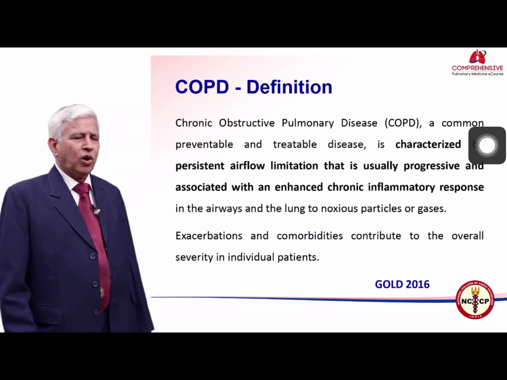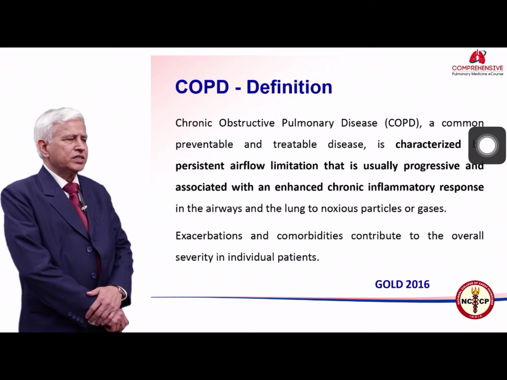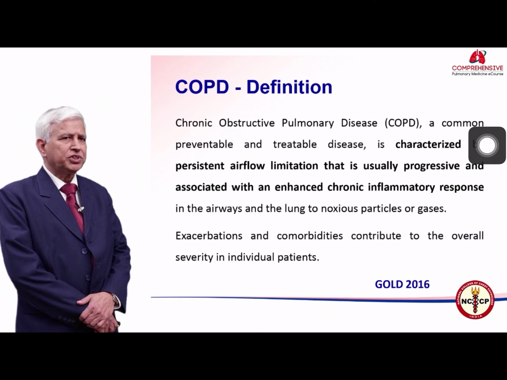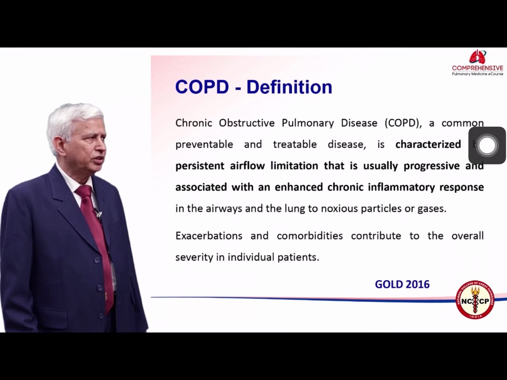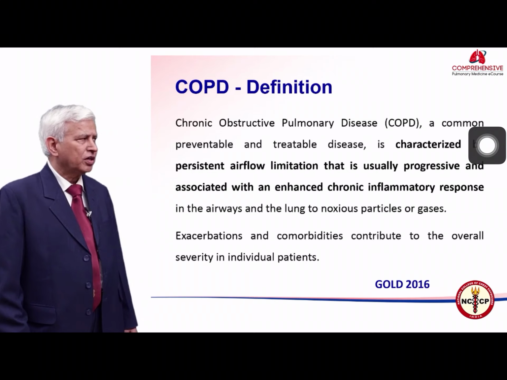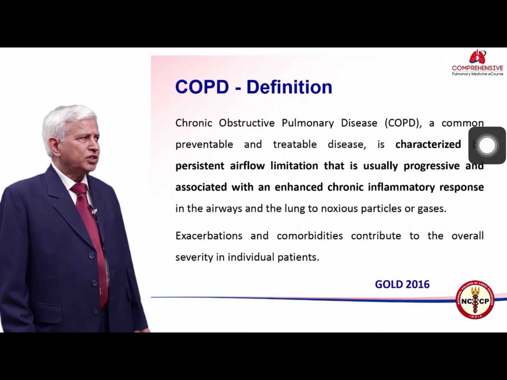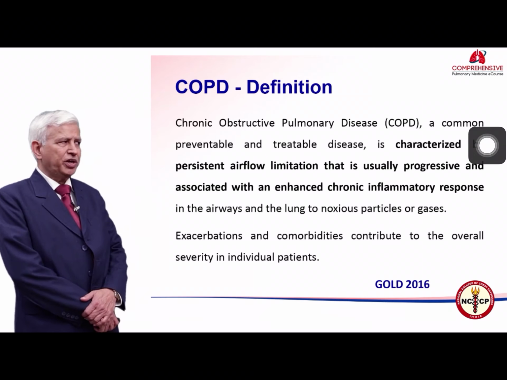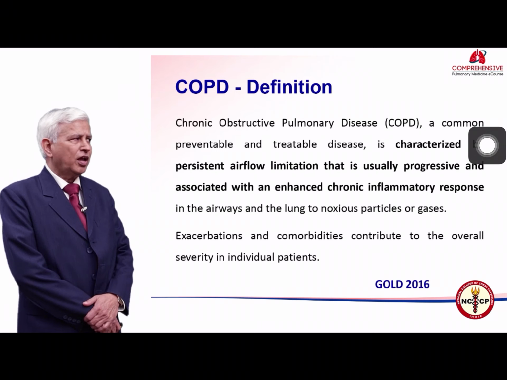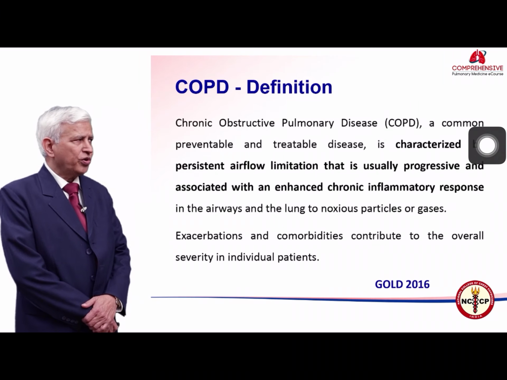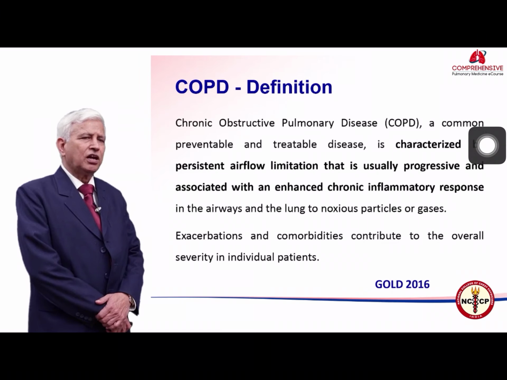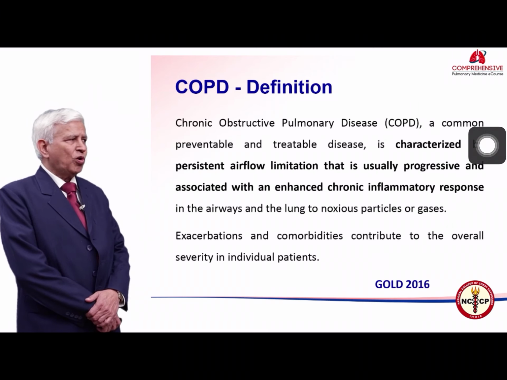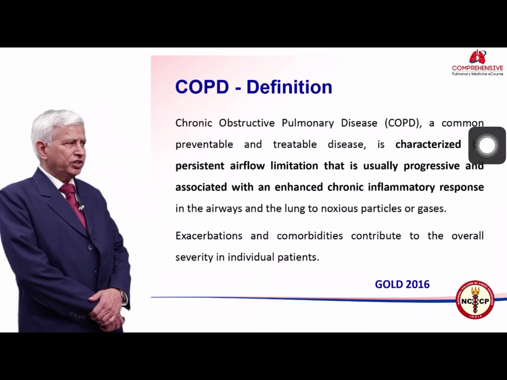Most of you would now know that the GOLD guidelines 2017 have also come. However, I'm sticking to the definition which has been made in the 2016 guidelines document. It said it is a common preventable and treatable disease which is characterized by persistent airflow limitation that is usually progressive and associated with enhanced chronic inflammatory response in the airways and the lungs to noxious particles and gases. Exacerbations and comorbidities contribute to the overall severity in individual patients.